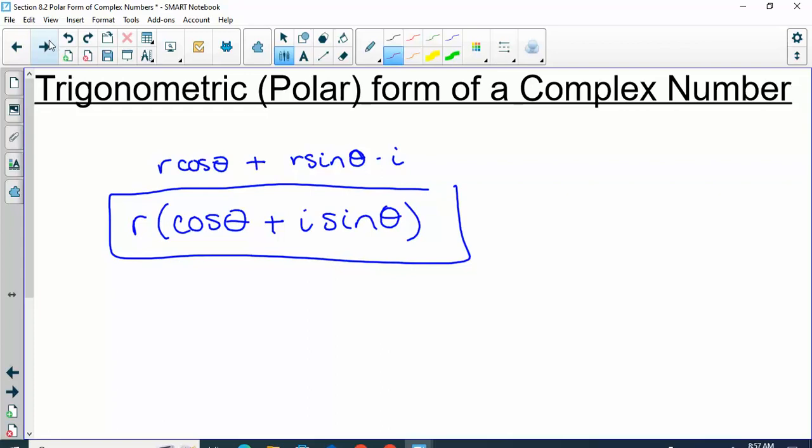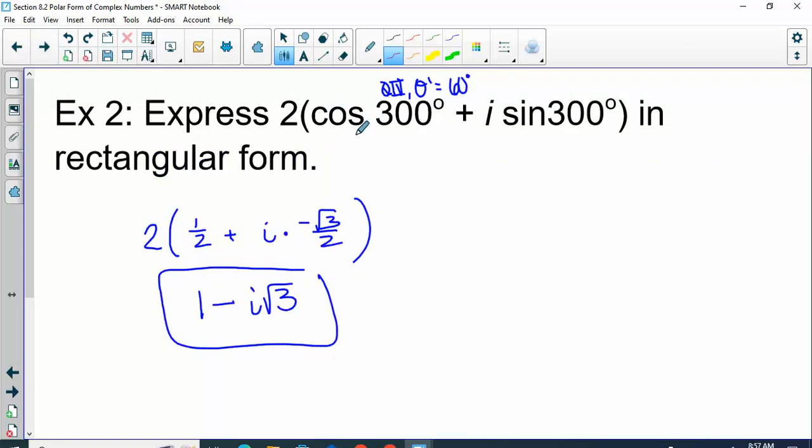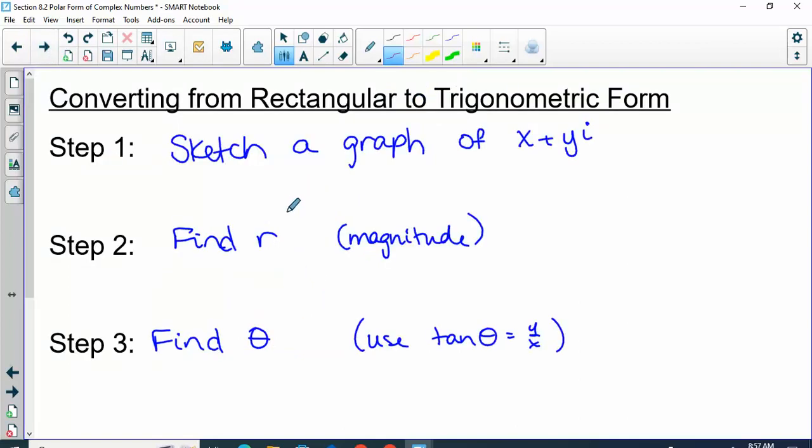And so then we had a problem where I gave you the polar form, we had to turn it into rectangular, which was pretty straightforward because you just evaluated and multiplied out. So now we're talking about how to go the other way. If I start with a plus bi, how do I get the sines and cosines and put it into polar form? So first we have to draw a graph.